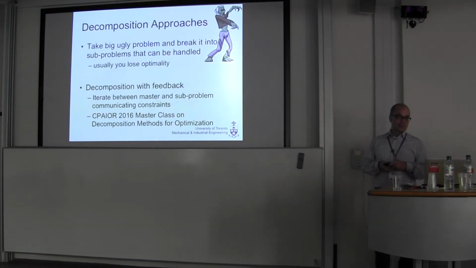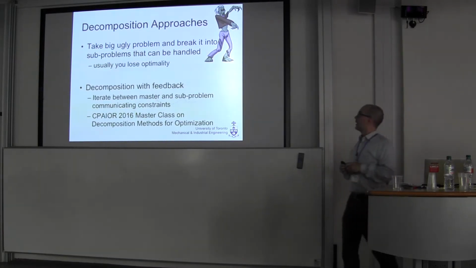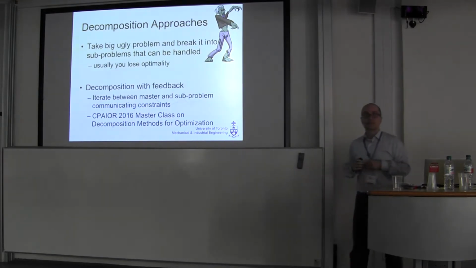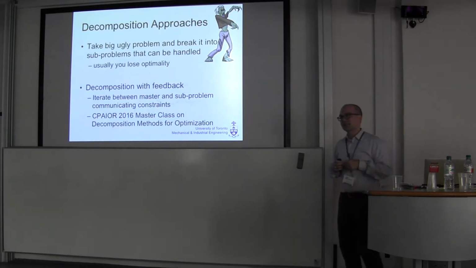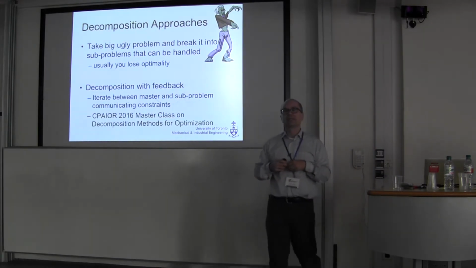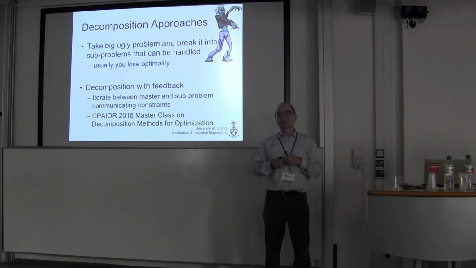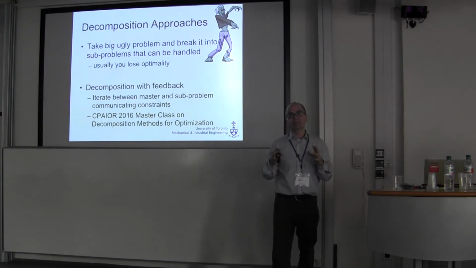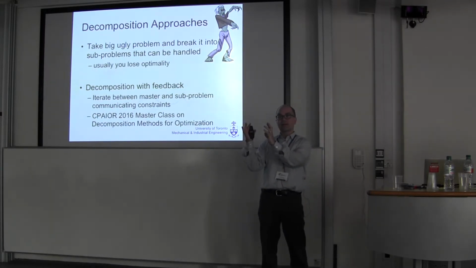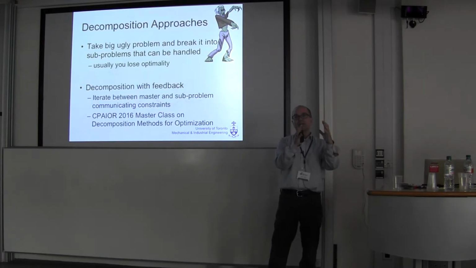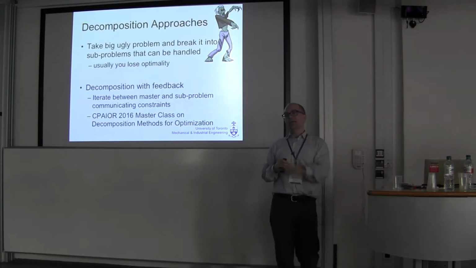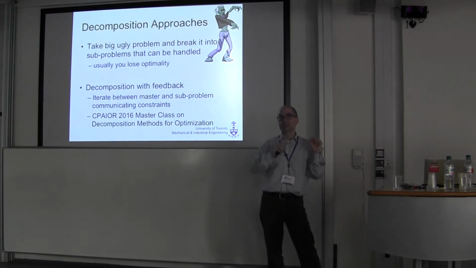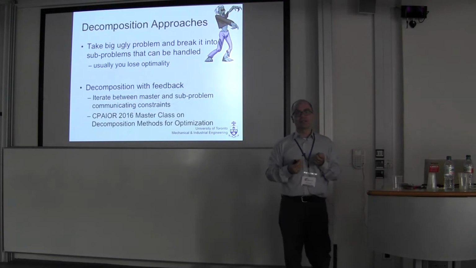Now I'm going to talk about some decomposition approaches. Take a big ugly problem and break it into subproblems that can be handled. This is a very common technique. Often when you're faced with a real world problem, it's too big and ugly, you can't come up with a single CP model or MIP model. You need to start cutting it up into pieces, solving that piece, perhaps to optimality, using that solution, coming up with a model for the next piece, solving that, and you go down the line. You've lost global optimality. Each of your pieces is locally optimal, but you have no guarantees.